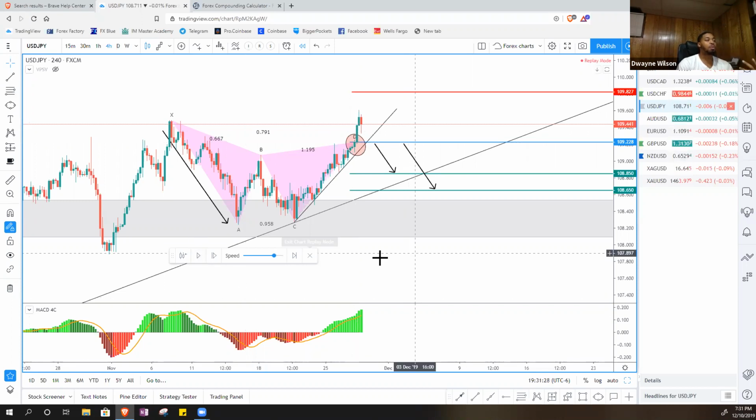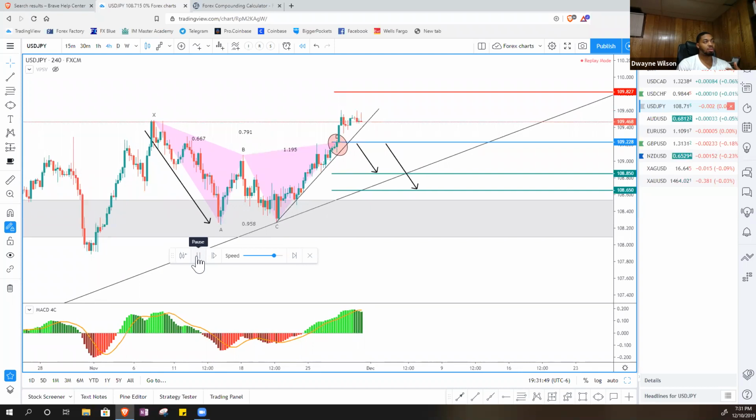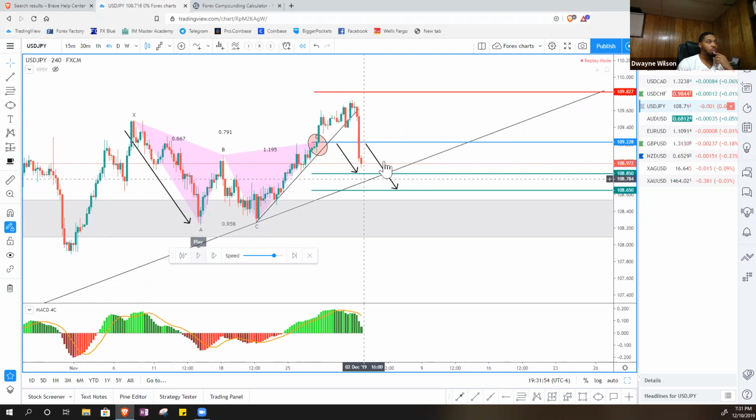Power of confluence, ladies and gentlemen. Number one, on the higher time frame, we saw the market was divergent. Number two, we recognize a potential harmonic pattern within the market. And then number three, as we continue to hit play, now you see we got the trend line break. The market did indeed retest the high, and then it gave us a massive break to the low.